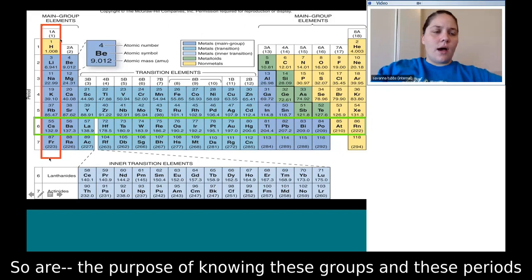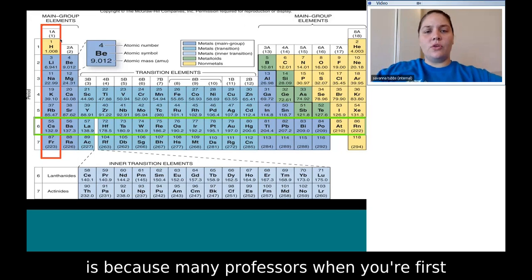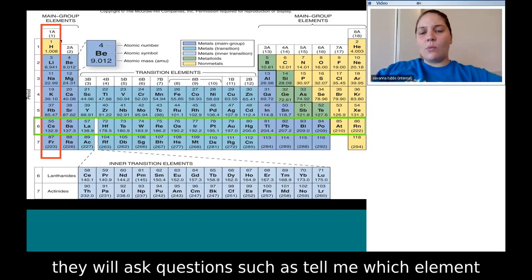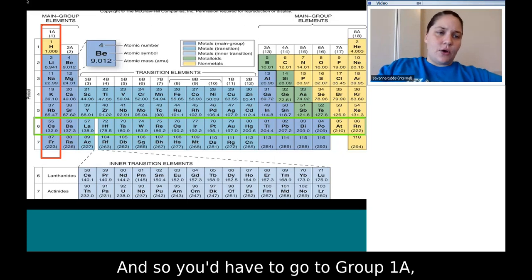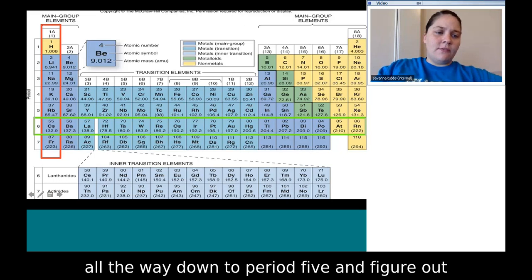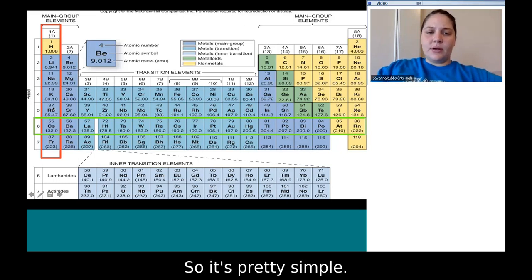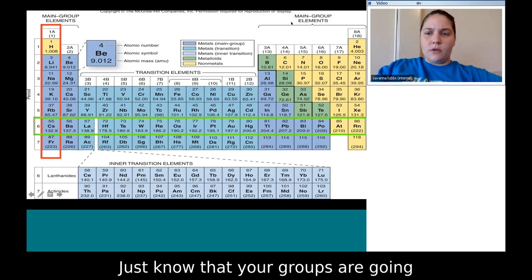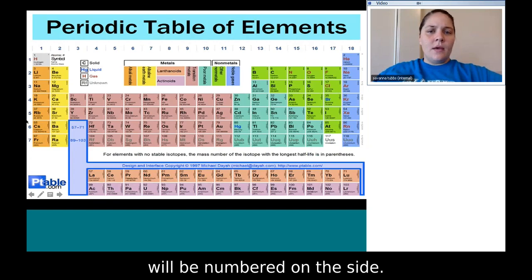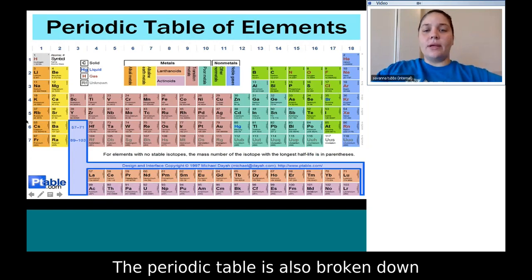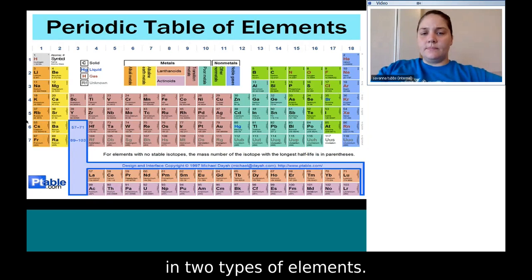The purpose of knowing these groups and periods is that many professors, when you're first getting to know the periodic table, will ask questions such as, tell me which element is in group 1A period 5. You would have to go to group 1A all the way down to period 5 and figure out what element that is. So it's pretty simple. Just know that your groups are numbered at the top, and your periods are numbered on the side.